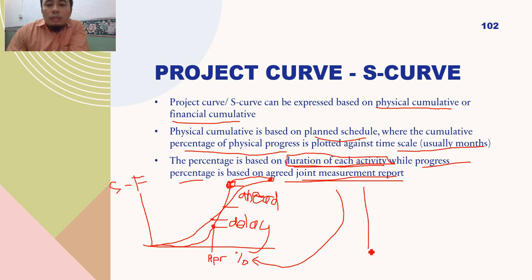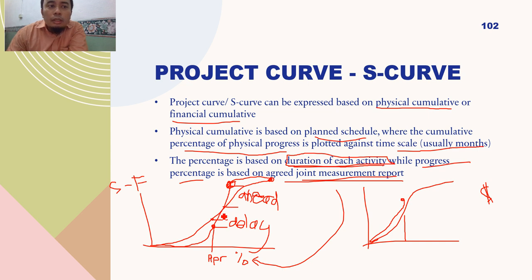But if it is financial curve, say this is your financial S curve. So this is what we plotted in the lab session before. So what you want to track is your percentage of claim. How much you've claimed. Let's say you have claimed 50% in April here. So on financial curve there will be ahead, but based on the physical, it won't be the case.